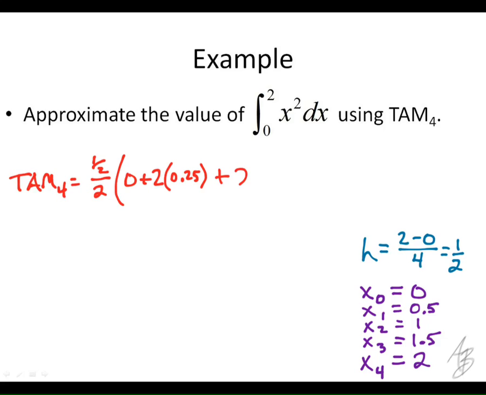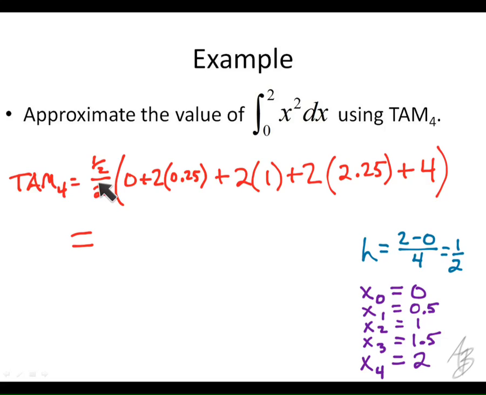And then we'll do plus y2, which comes from our x2 being plugged into our function. So it's going to be 2 times 1, plus 2 times y3. So we'll put 1.5 in for x squared, and we get 2.25. And then remember, our last one, our endpoint, is not going to be multiplied by 2, so we're just going to put 2 in for x squared, and we get 4 for that. And now just a simple calculation here. We can add all those together and divide it by 4 because we get 1/4 out front here. We're going to end up with 11/4, or 2.75.